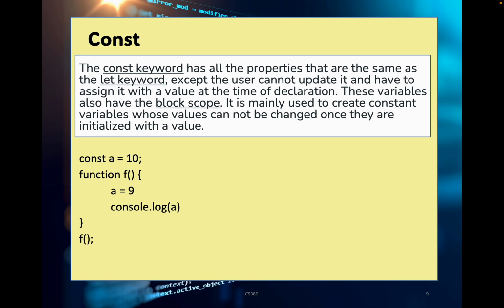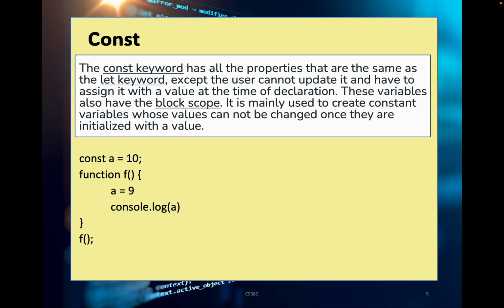Supposedly there is a value of pi, which is 3.14. If you want to assign this value, then obviously you will use the const keyword, because we know that we cannot change constants. If I use the var and let keywords, then it can be rewritten or modified. So for such values, we have to use the const keyword. It also has the block scope.